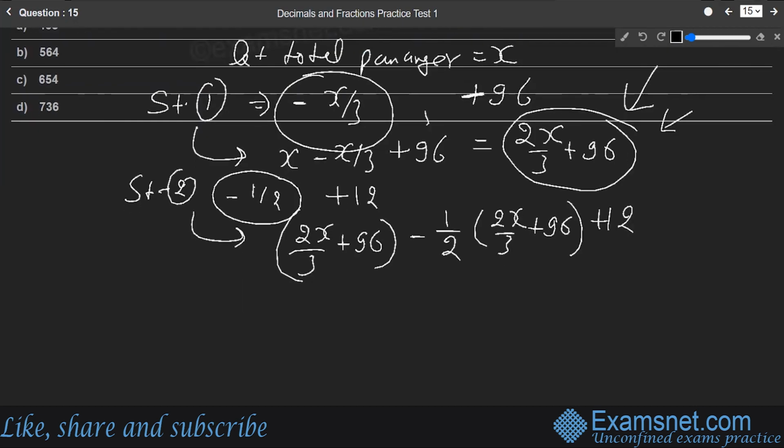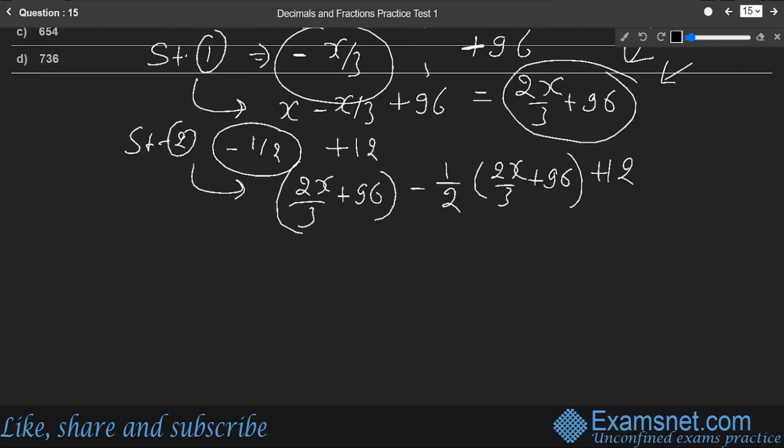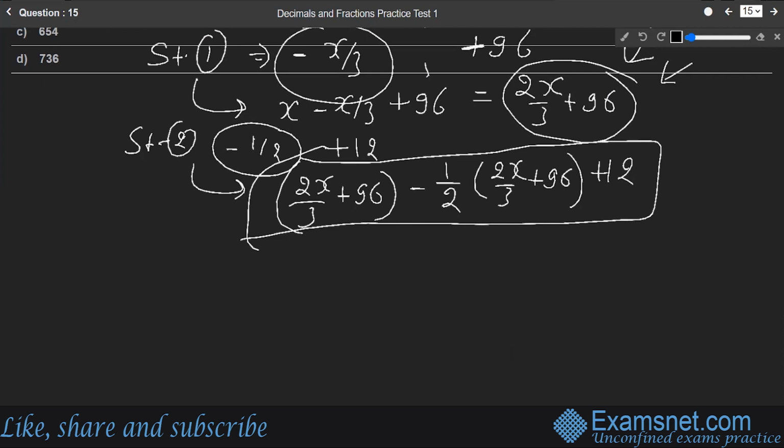If we solve this further and make it simple, now how many passengers are in the train? He's asking for how many passengers in the train. He says after this there were 248 passengers. So the result we have calculated for when the train leaves station number 2, these will be the strength of the travelers in the train, and this should be equal to 248 passengers. So clearly we need to generate a simple expression out of it, and then we can solve for our expression.